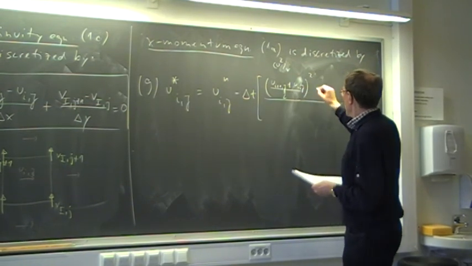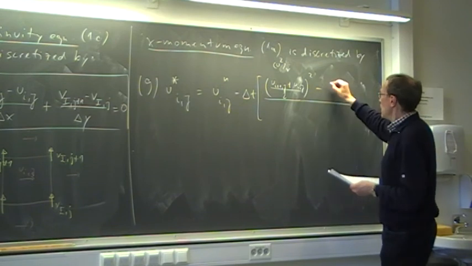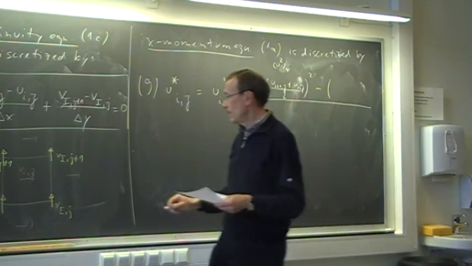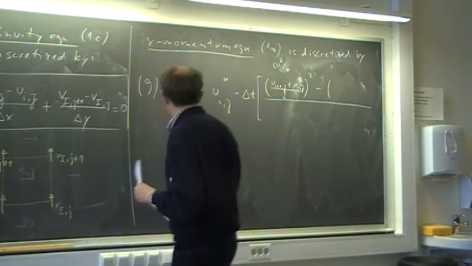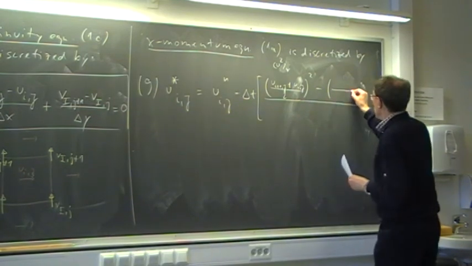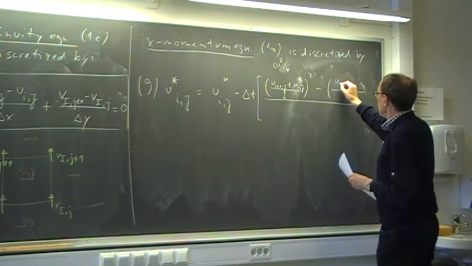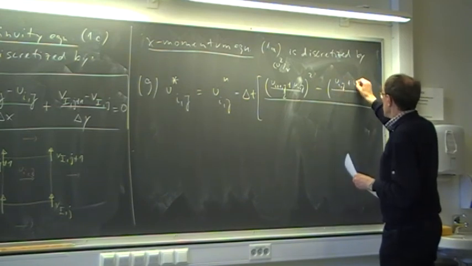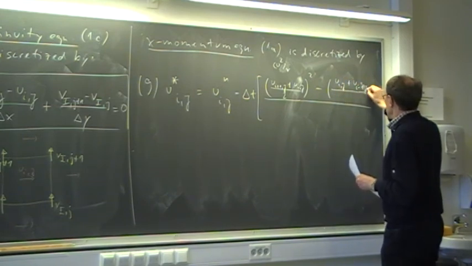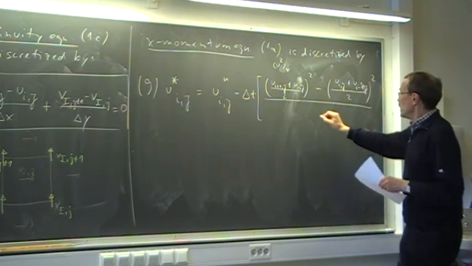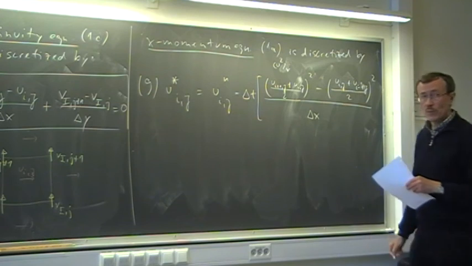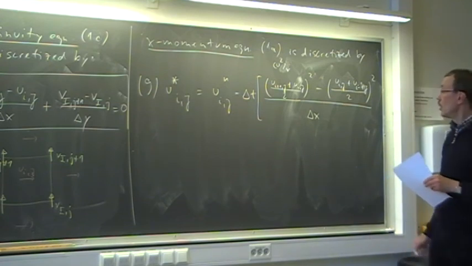That is then squared minus, similar here. Here we take the average between this and this. So it would be then the u_{i,j} plus the u_{i-1,j}, half, squared, divided by delta x. So that would be the discretization of this u squared x derivative.